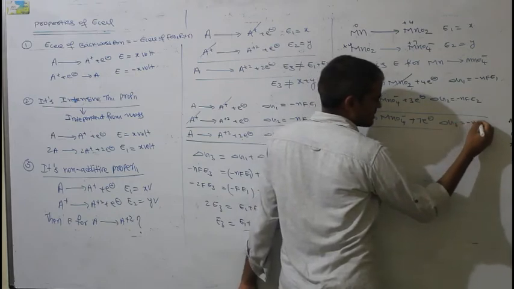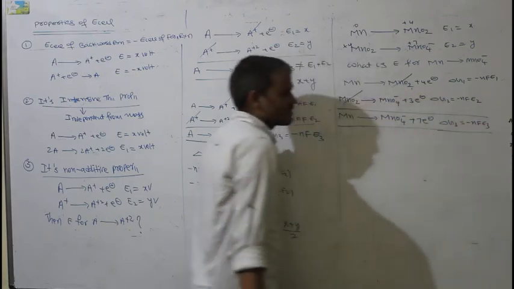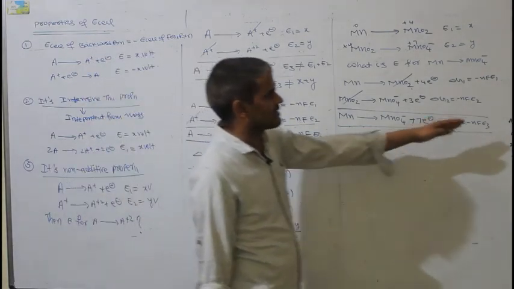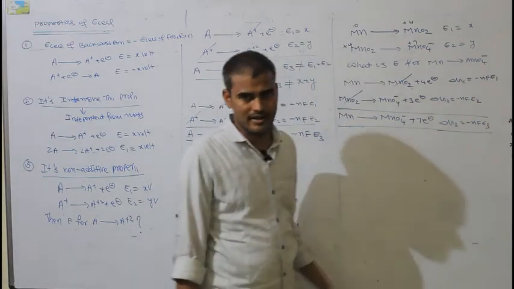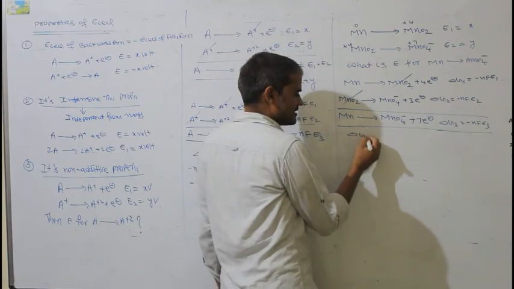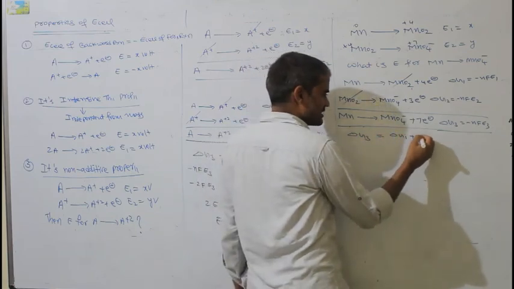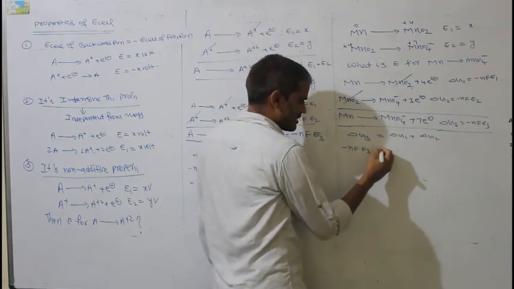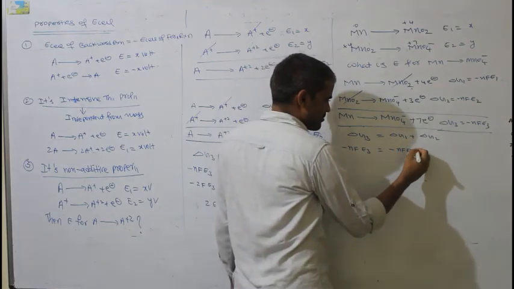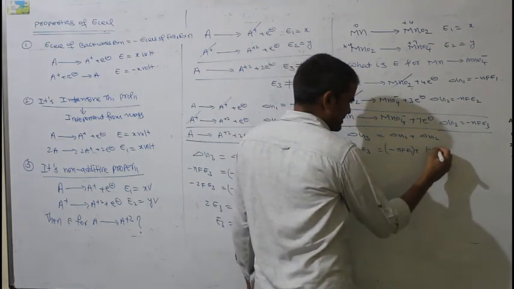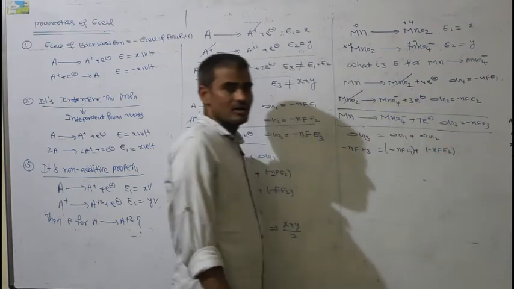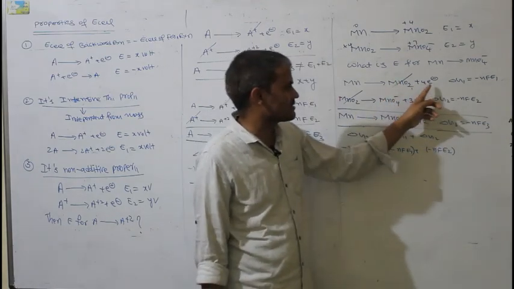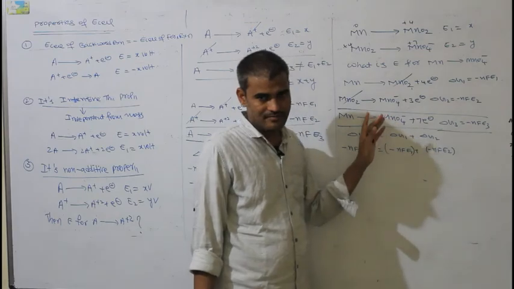ΔG3 is equal to minus nF E3. So our required value is E3, which we have to find. Directly don't add E3 equal to E1 plus E2; we have to add the ΔGs. So ΔG3 is equal to ΔG1 plus ΔG2. It is minus nF E3 equals minus nF E1 plus minus nF E2. Now the n values: for the last step, how many electrons? 7. For the first step, 4. For the second step, 3.